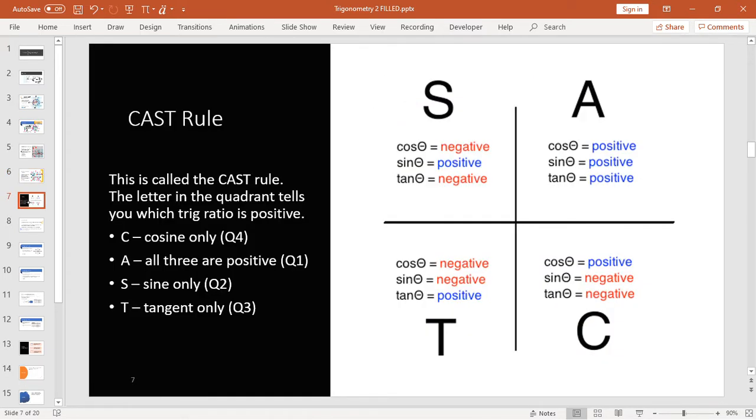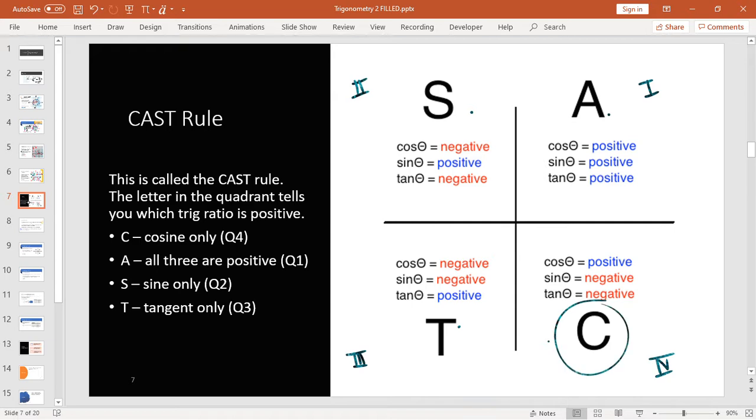Welcome to the CAST rule, and the CAST rule is just how we keep track of everything we just decided. What it tells you is in what quadrants each trig ratio is positive. So it's identifying positive quadrants for a certain trig ratio. So we start, unfortunately, CAST starts in quadrant 4. If it's easier to remember it as like All Star Trig Class to keep it through 1 through 4, that's fine. Otherwise, remember that when you write down your CAST, you start it down here.